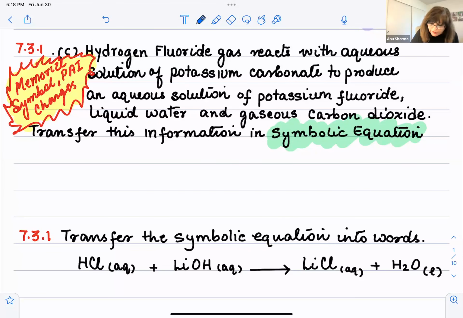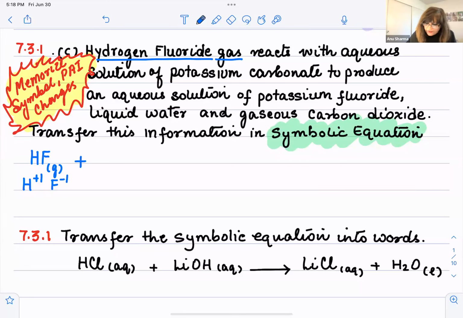Okay. Now, hydrogen fluoride gas. Hydrogen fluoride is HF, and this is how you write HF. Why is it that? Because hydrogen is group 1A, remember? And fluorine, fluoride, is group 7A. So the plus and minus charges cancel out. This would be the formula.